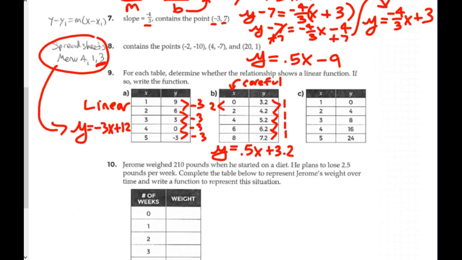Next one. So we're adding 4, then we're adding 4, then we're adding 8, and then we're adding 8 again. So again, you have to add the same thing each time. This is not linear. So this B was linear, got the equation; this one is not linear. Don't worry about the equation. It's not linear. Okay. Number 10.